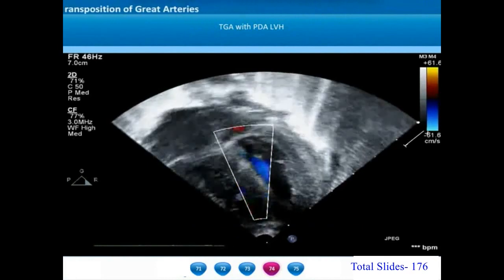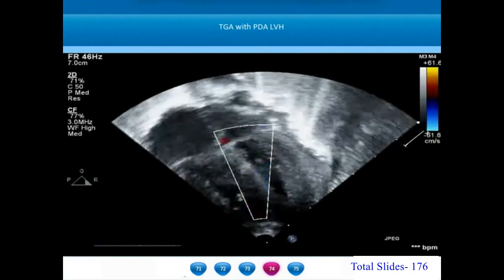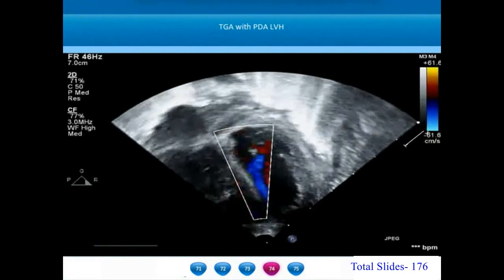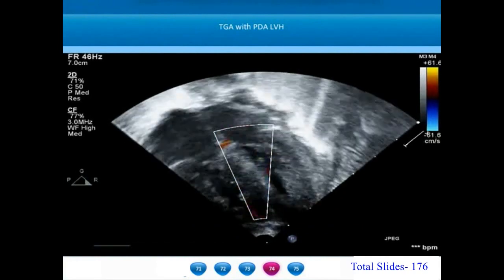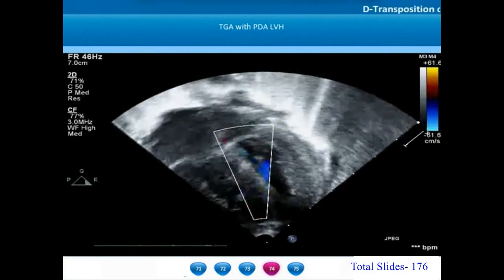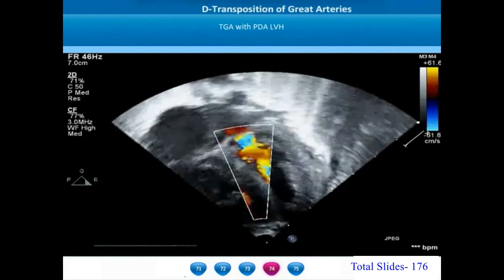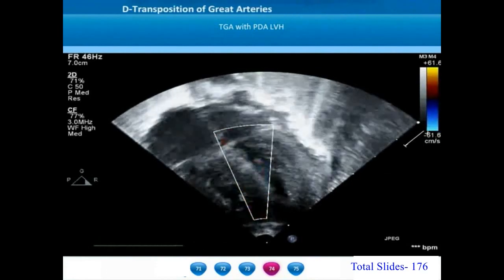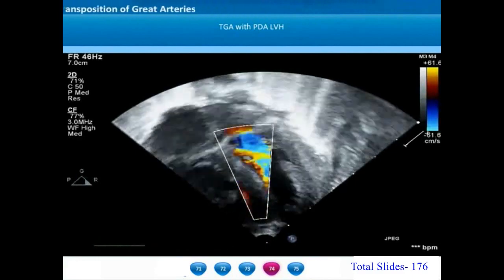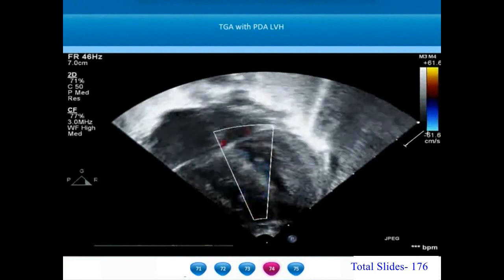When transposition of great arteries is associated with a large PDA, the pulmonary artery pressures will be maintained at equal levels to the systemic pressures, and so the left ventricle will be very adequate. The left ventricle free wall thickness is significantly higher, and the left ventricle will be considered adequate for performance of an arterial switch operation.